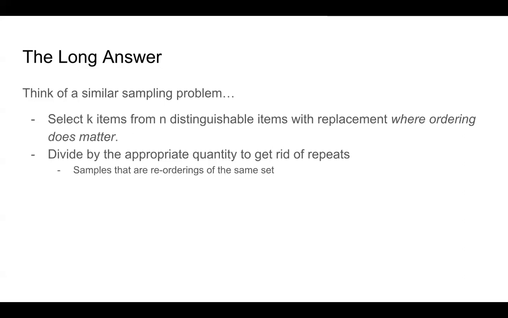To get to the number of ways we can sample under these specified conditions, we can think of a similar sampling problem and tweak the answer. First, let's think of the ways we can select k items from n distinguishable items without replacement where ordering does matter. We can find that answer and then divide by the appropriate quantity to stop counting repeats. Repeats meaning samples that are reorderings of the same set.